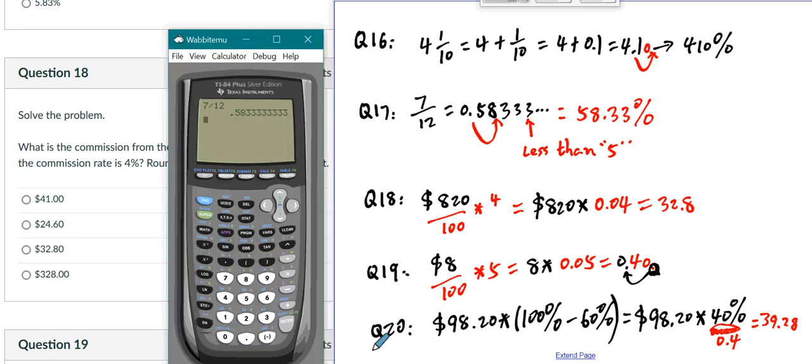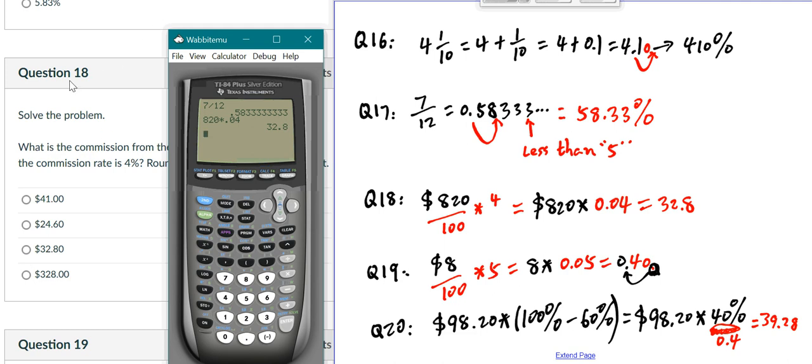Again, we get our calculator out. We do 820 times 0.04. Then we get 32.8, which is this one, 32.8. Okay, so we may choose this answer.